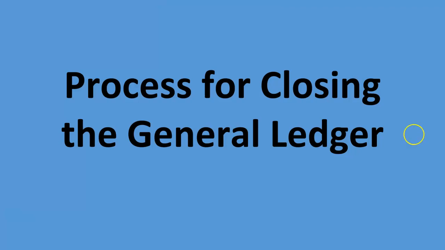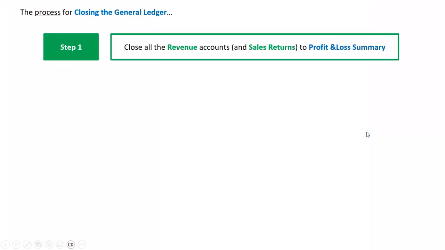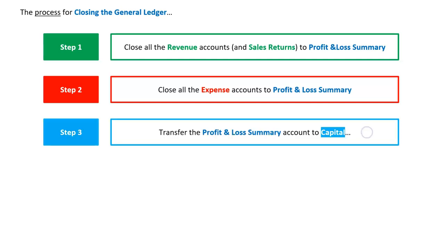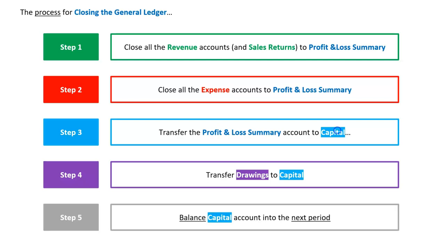But what's important is that you can follow the procedure for closing the general ledger, whether the business makes a net profit, like in the previous video, or in this case, example number 2, whether it makes a net loss. So it doesn't matter, we follow the same 5 steps. Step 1, close all the revenue accounts and sales returns to profit and loss summary. Step 2, close all the expense accounts to profit and loss summary. Step 3, transfer the profit and loss summary account to capital. Step 4, transfer drawings to capital. Step 5, balance the capital account into the next period.